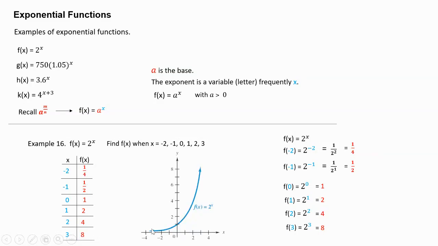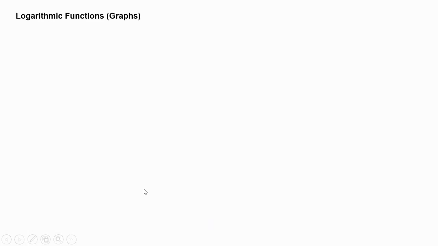Now to graph it, guys, this is the way the graph looks. If you notice, -2 is going to be 1/4. There's a point right there. At -1 is going to be 1/2. At 0 is going to be 1. At 1 is going to be 2. At 2 is going to be 4. And at 3 is going to be 8. There's your graph. Okay. Now let's graph logarithmic functions.